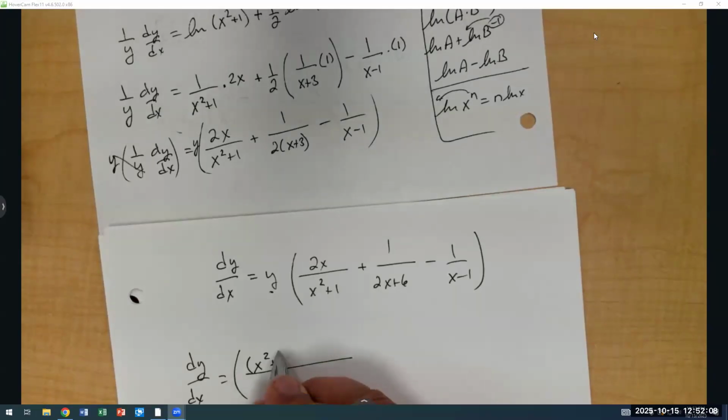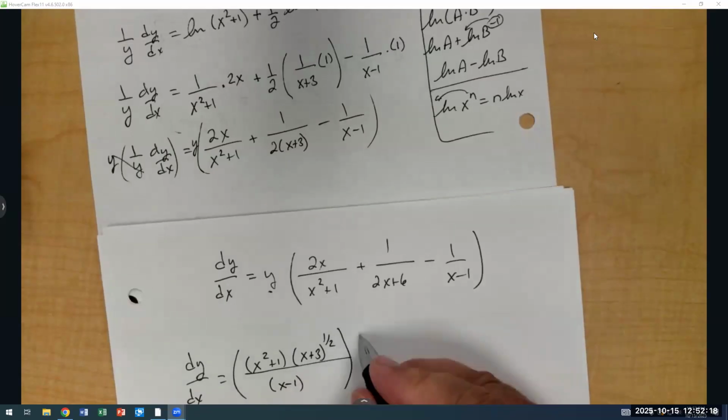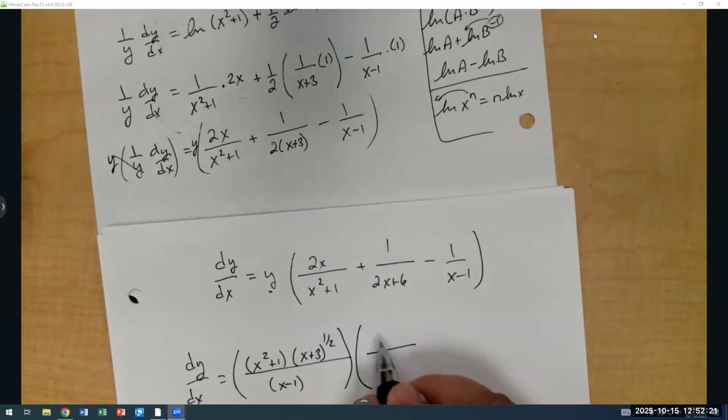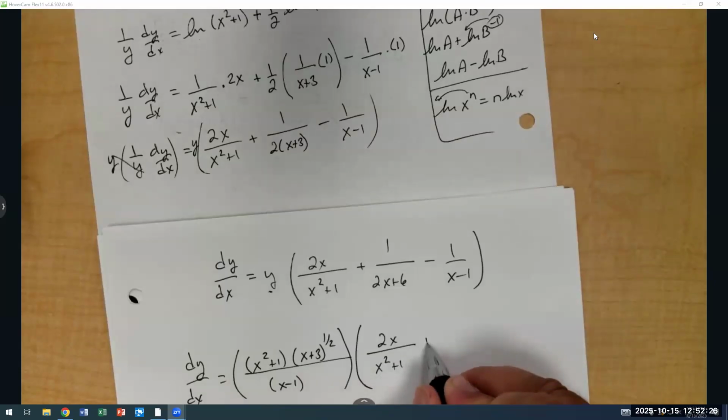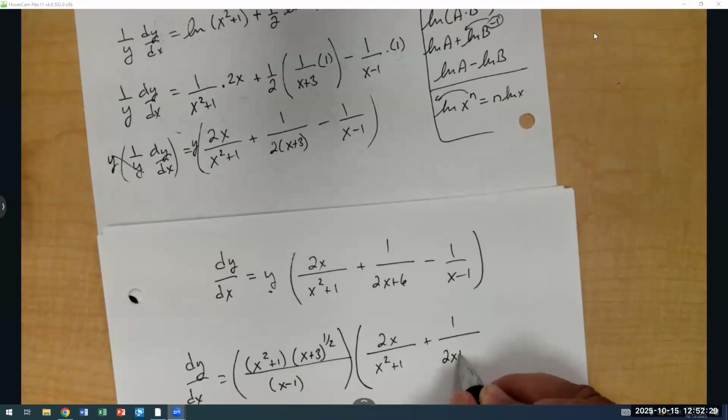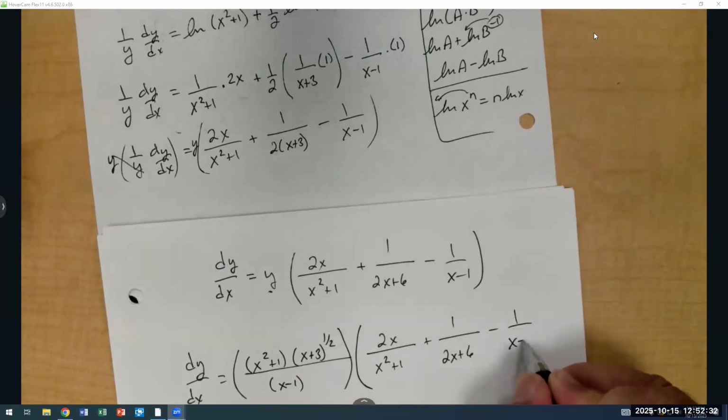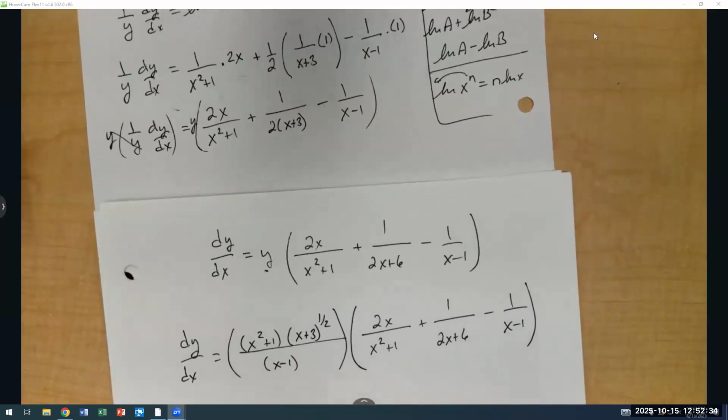X squared plus 1. I'll put this in parentheses. So it's x to the power 1/2 all over x minus 1 times this whole big thing. 2x x squared plus 1 plus 1 over 2x plus 6 minus that. And you were done. I wouldn't go any further.